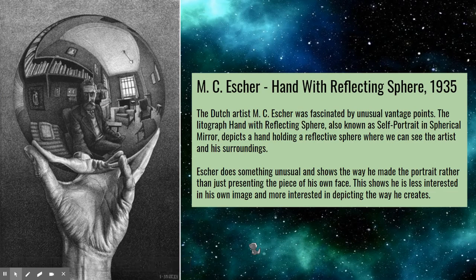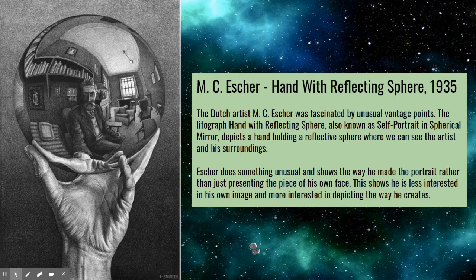So here's a piece by M.C. Escher. And sometimes you see M.C. Escher taught in math classes with his tessellations, but he was also a traditional art maker. And this is called Hand with Reflecting Sphere. And this was painted in 1935. So M.C. Escher is a Dutch artist, and he was really fascinated by unusual vantage points.